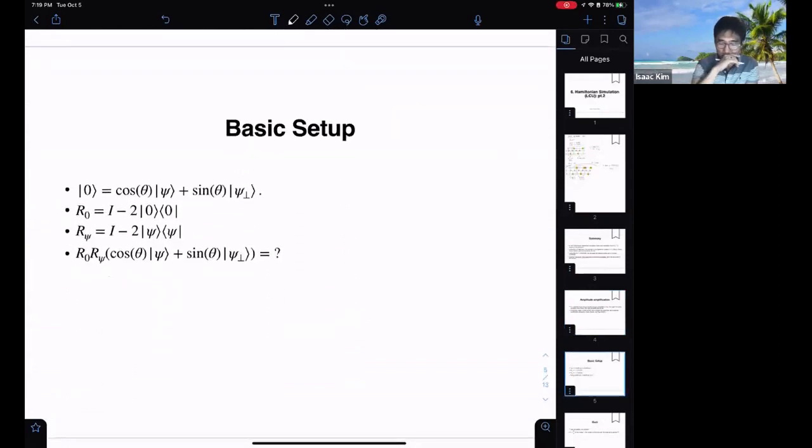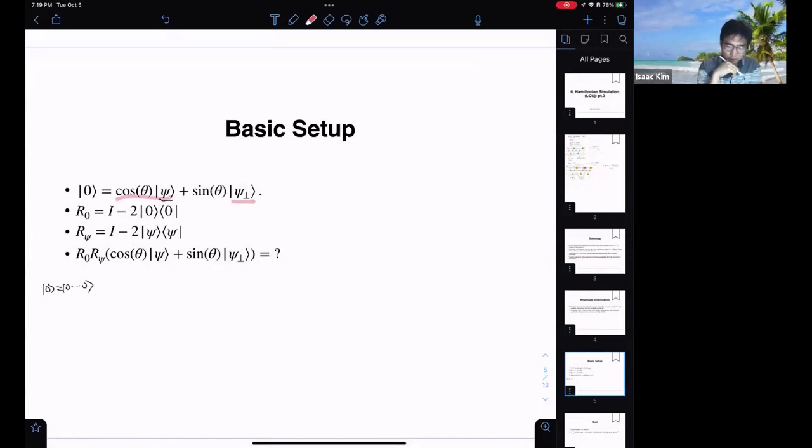So the basic setup is the following. Suppose you begin with some quantum state, let's say the all 0 state, over, let's say, n qubits. And the thing that we want to do is amplify the amplitude of this particular state psi. Without loss of generality, we're assuming that this 0 state can be written as a linear combination of the psi state and some state that is orthogonal to that.